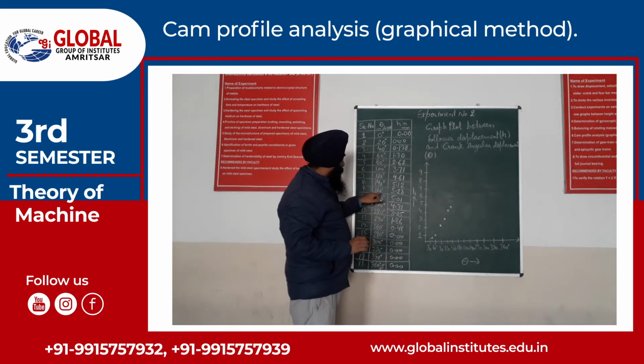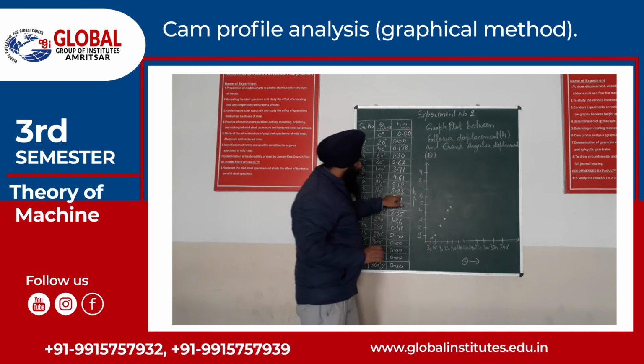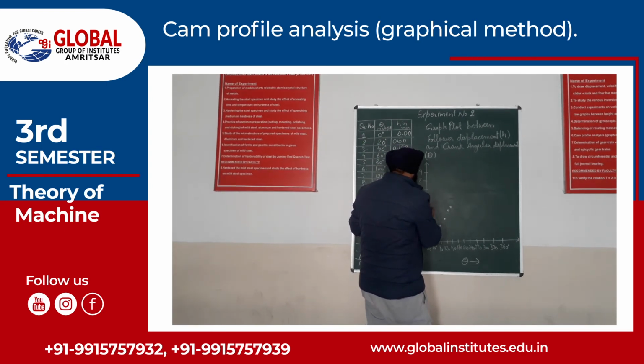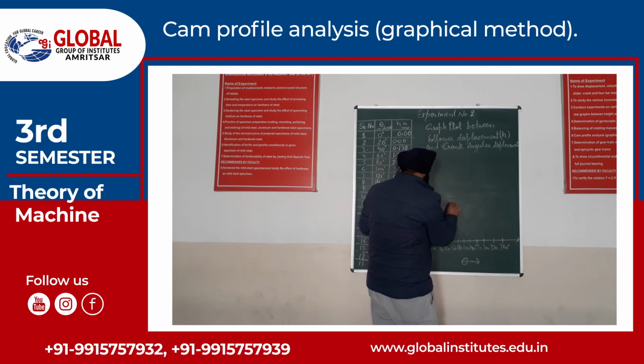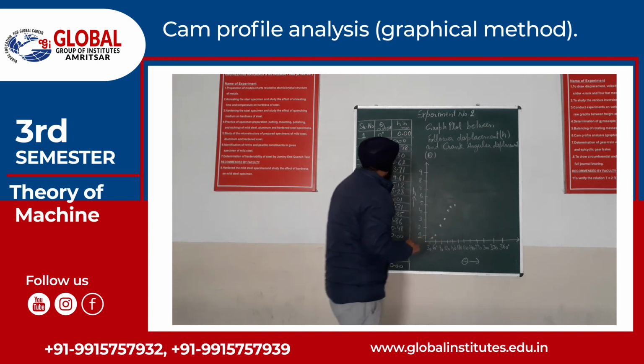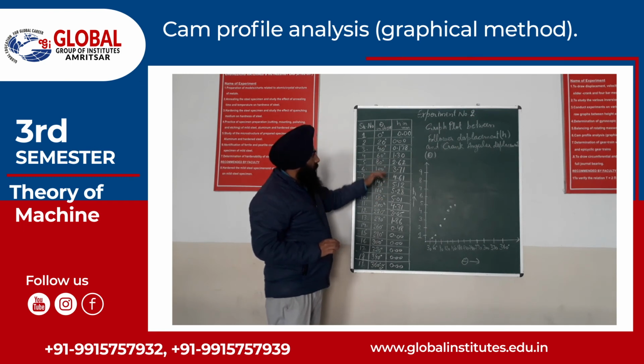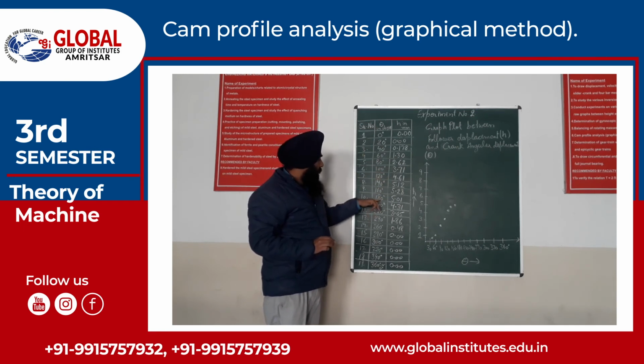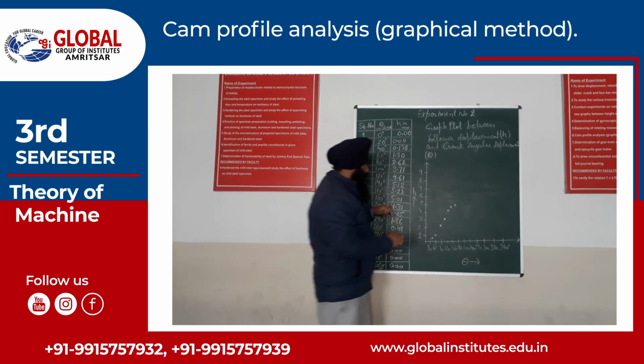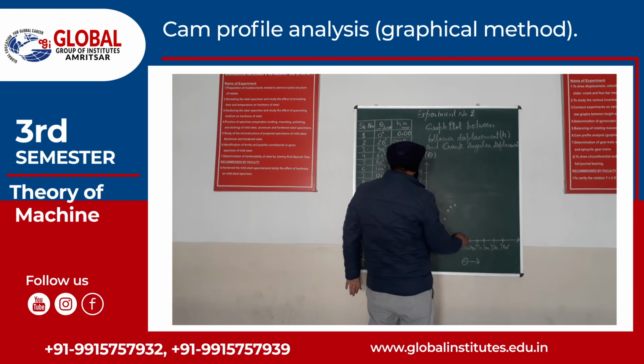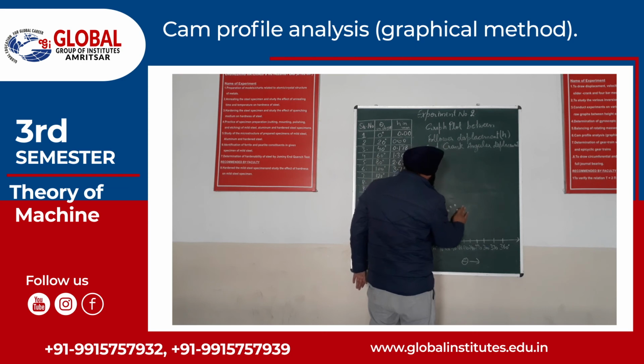Now at 160 degrees, the maximum height is gained, the maximum displacement: 5.28. That is the nearest point to this. So this is the maximum displacement. Now the follower displacement is decreasing, near about 5 at 180 degrees. That's this point. This point is down to 5.